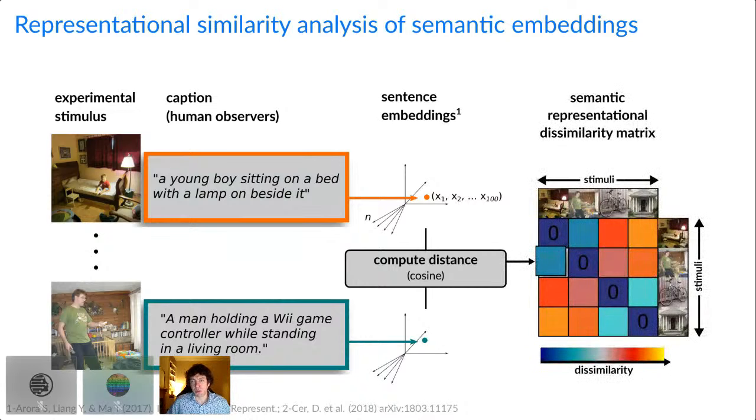Once we compute this distance, we can create a semantic representational dissimilarity matrix where all of the pairwise distances between all of the 10,000 stimuli sentence embeddings are captured.